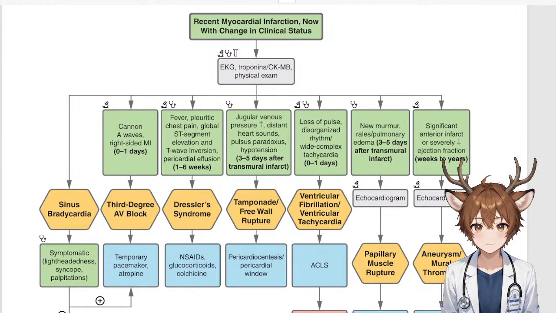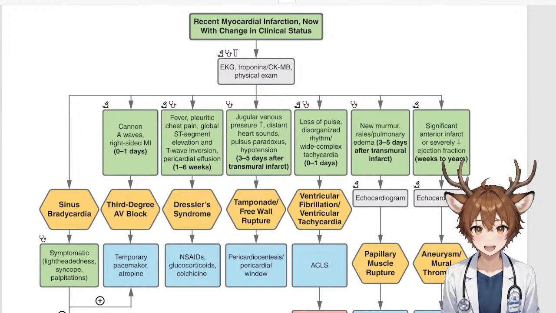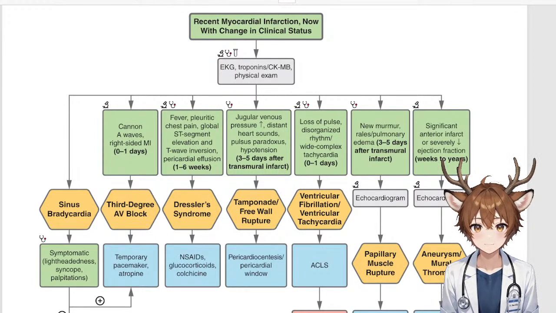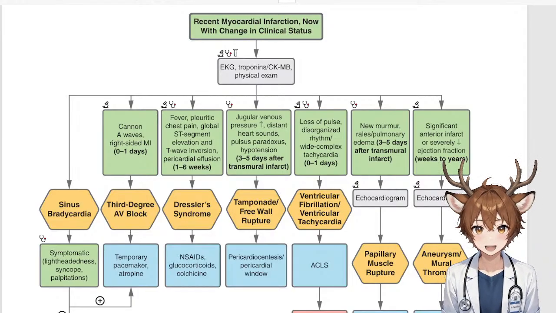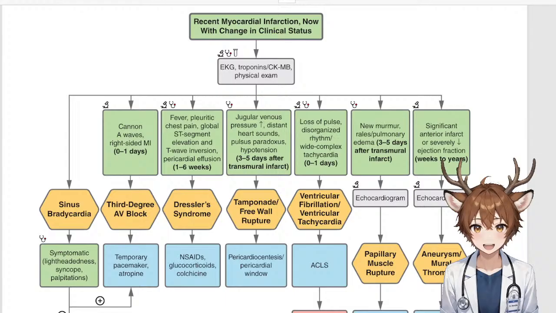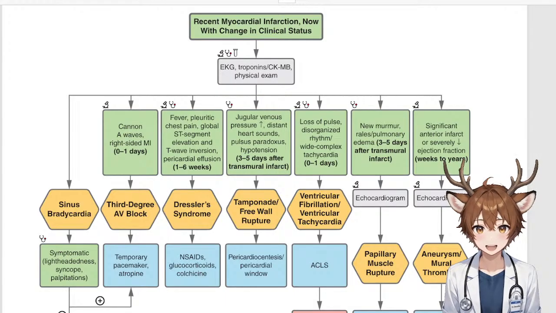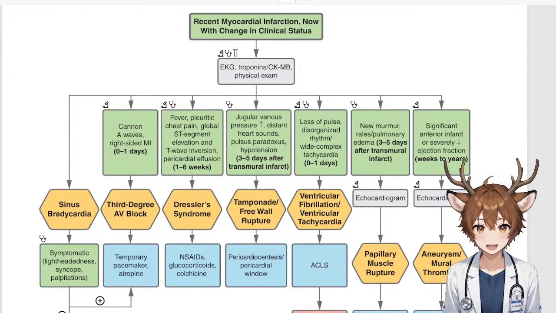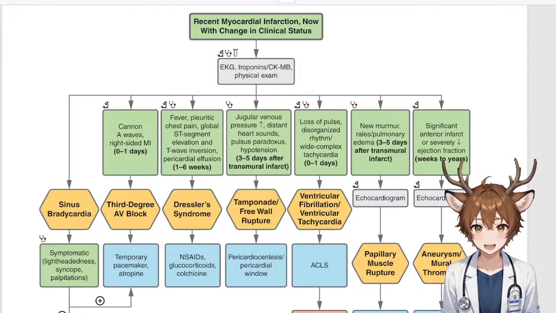What if we have jugular venous descent, jugular venous pressure elevation, okay, distant heart sounds, pulsus paradoxus, hypotension, 3 to 5 days after transmural infarct? What do we think? Tamponade, right? Cardiac tamponade, and free wall rupture. What do we do in that case? Pericardiocentesis, pericardial window. Yeah, that's a serious issue. If you have cardiac tamponade, that can really kill you, you know. So just be aware of that.